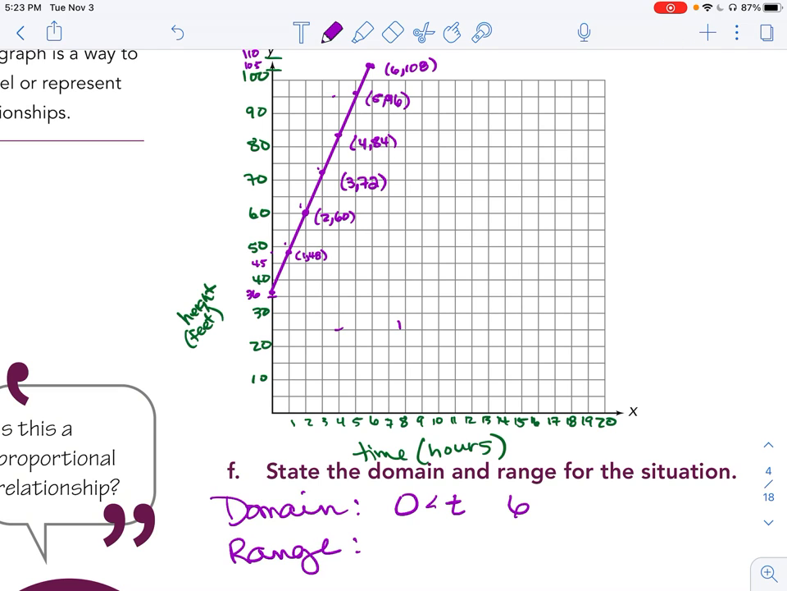So how am I going to write that? Less than or equal to and less than or equal to. That will stand for the fact that it's every single number that's between 0 and 6 for time.